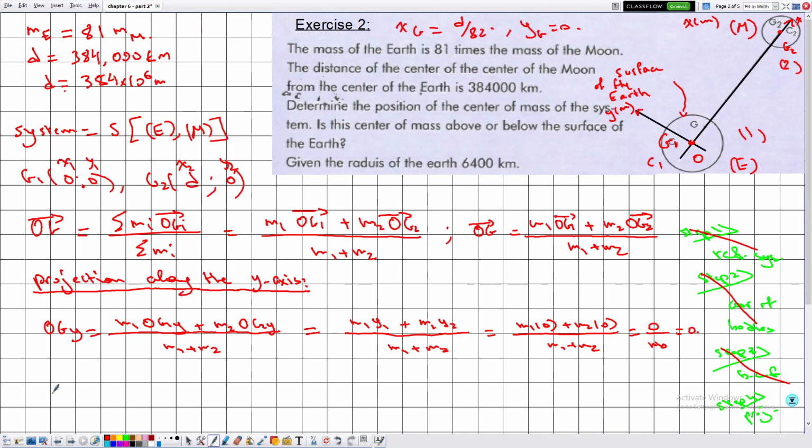So in this case, xG, which represents the distance OG, is equal to D divided by 82, which is equal to 384,000 kilometers. Now because the radius is given in kilometers, let's calculate the value of xG in kilometers divided by 82. So this is given by 4,682.93 kilometers.